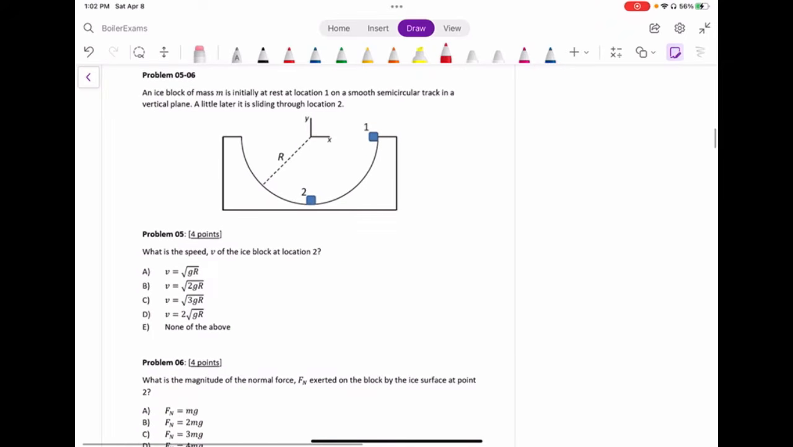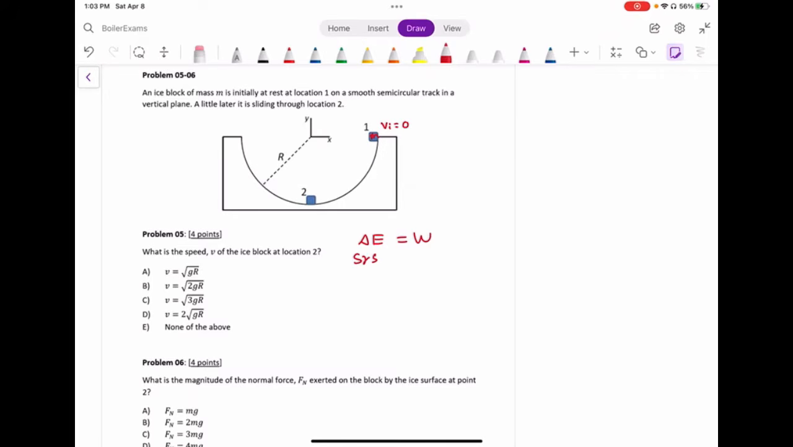Problems 5 and 6. Here we go. So we got a block of ice, mass m. It's initially at rest, so v initial equals 0. At location 1 on a smooth semicircular track, and it's later sliding. Okay, so we want the speed at location 2. We're comparing position 1 to position 2, so we can do an energy balance here using our energy principle.